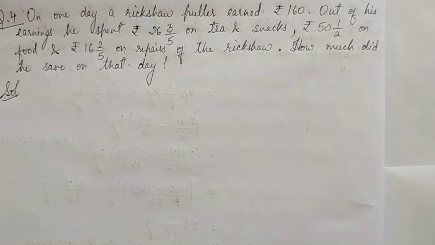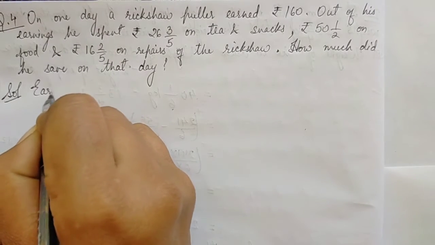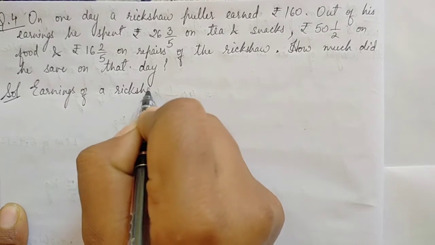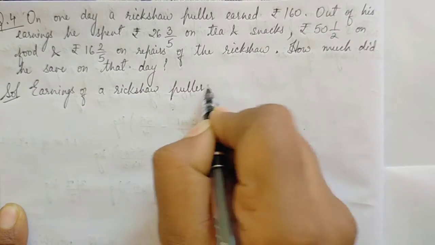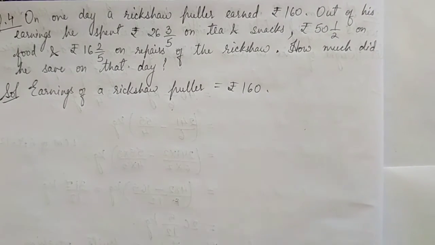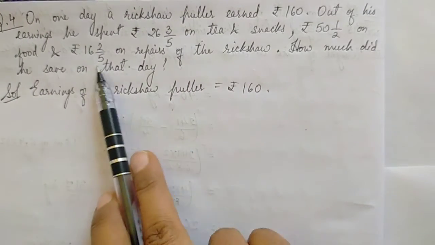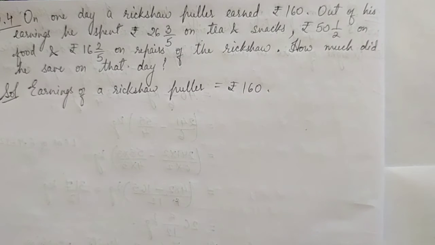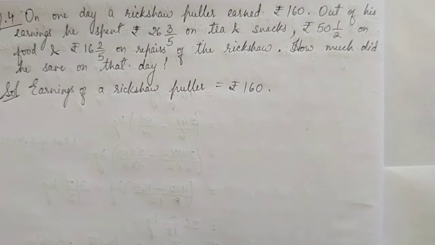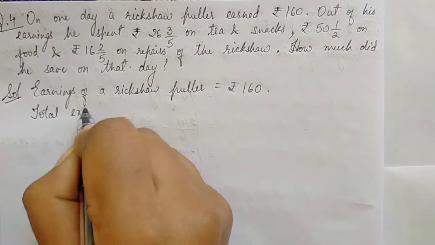Now, the earning of the rickshaw puller on a particular day is given. So the earnings of the rickshaw puller are rupees 160. Out of his earnings he spent this much on tea and snacks, this much on food, and this much on repairs of the rickshaw. So we can find out the total expenditure, or total money spent on different things.